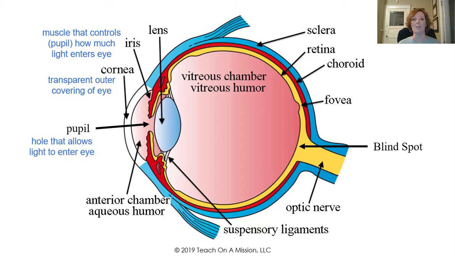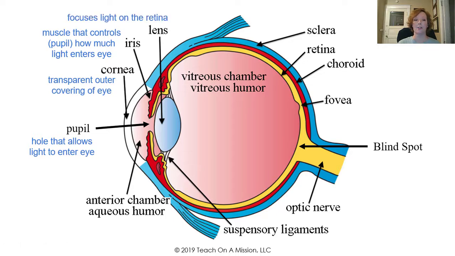That's called the iris. This is also the colored part of the eye. And one of the ways that I remember the name of this part is that irises are also flowers, and flowers are colorful. So I remember that the iris is the colorful muscle that controls the pupil. It is what's going to constrict, bring in, or dilate, get larger. And that's going to control how much light enters the eye.